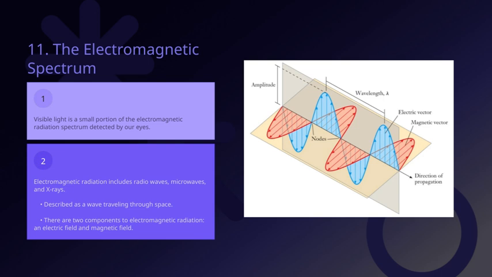Electromagnetic radiation isn't just one thing. It includes a wide range of waves like radio waves, microwaves, and X-rays. Each of these has different properties and uses, but they all share this fundamental wave nature.